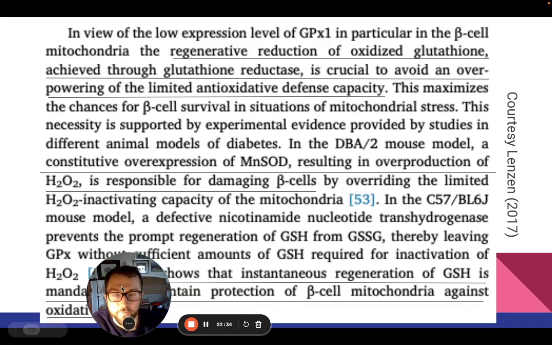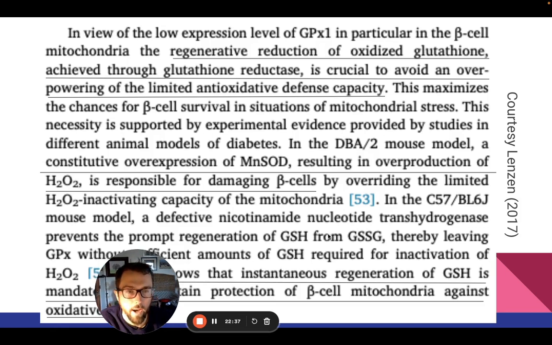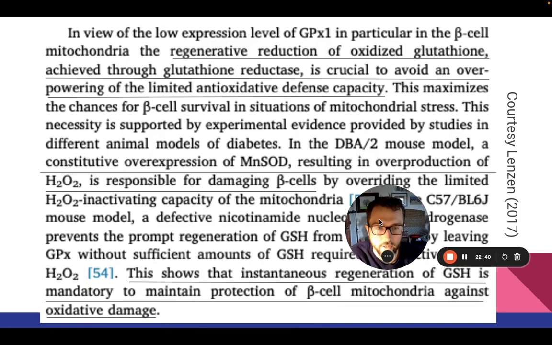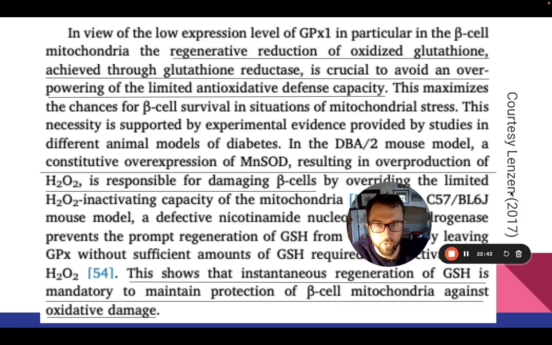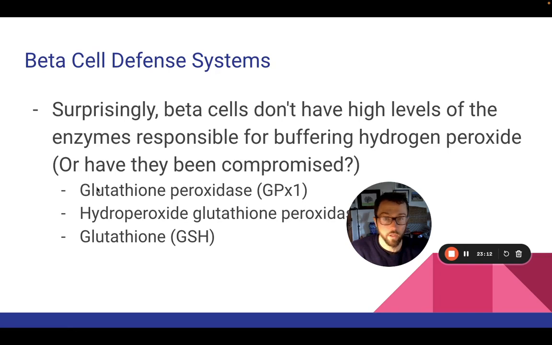And so I've made a few TikTok videos recently about Sigurd Lenzen, who is the author here that I'm citing from his 2017 paper. And he has honed in on the specifics of beta cell ROS generation and buffering, and what parts of the cell are having trouble dealing with that ROS. So let's walk through this paragraph here. So at the top, in view of the low expression level of GPX1, which is the glutathione peroxidase. This is something that buffers hydrogen peroxide.